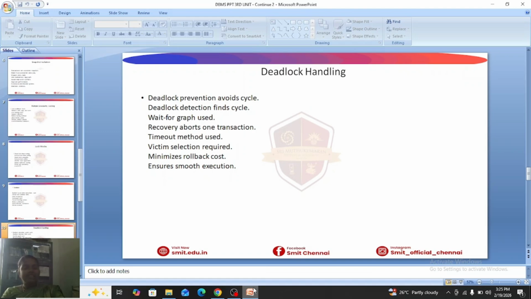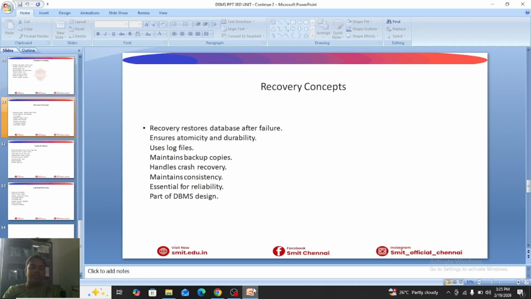Examples of real-time database systems for this are MySQL, PostgreSQL, and Oracle Database. Deadlock prevention avoids cycles. Detection finds cycles. It uses a wait-for graph. Recovery aborts one transaction. Timeout methods are used. Victim selection is required. It minimizes rollback cost and ensures smooth execution.